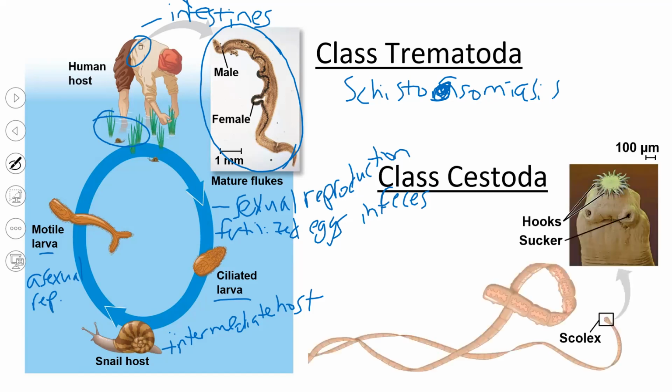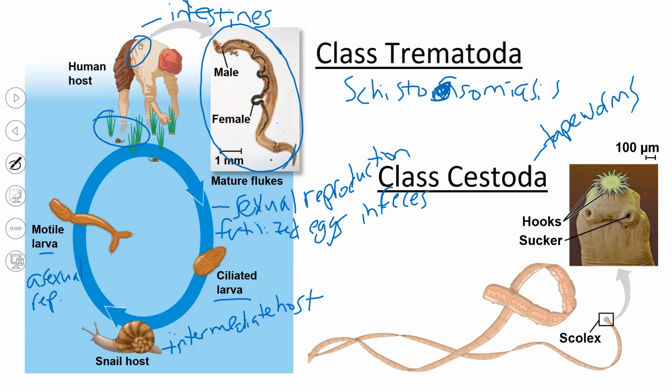The second class of platyhelminthes that we're going to talk about is class Cestoda. And these are tapeworms. Tapeworms are interesting because they don't have any real mouth or GI system. They just latch onto the host and directly absorb nutrients from the host. So they don't have to do their own digestion and getting food. They just latch onto a host and absorb directly from that host.